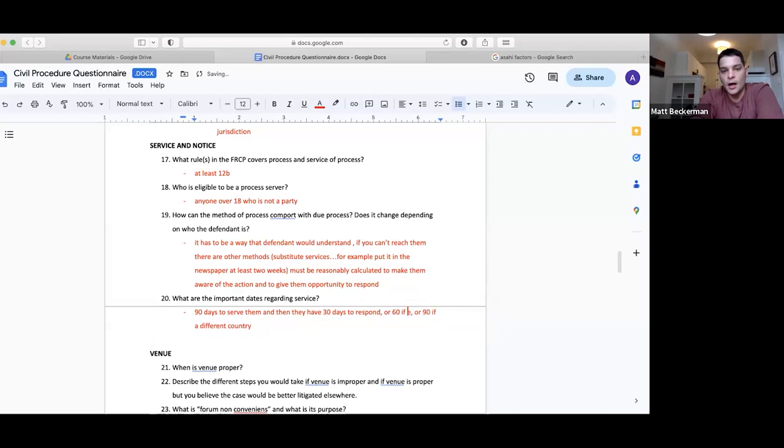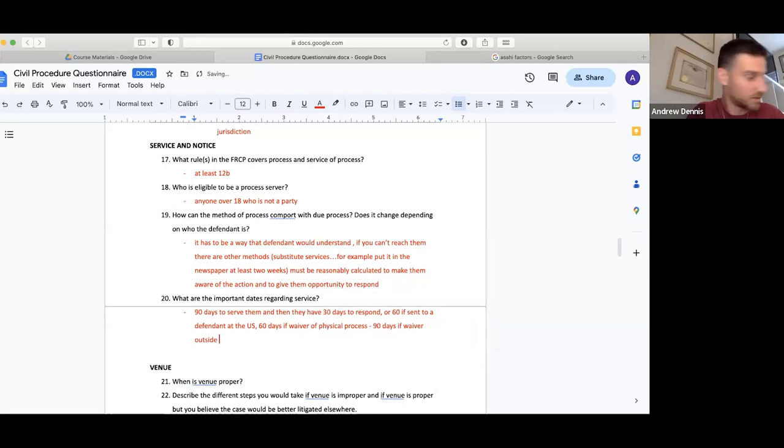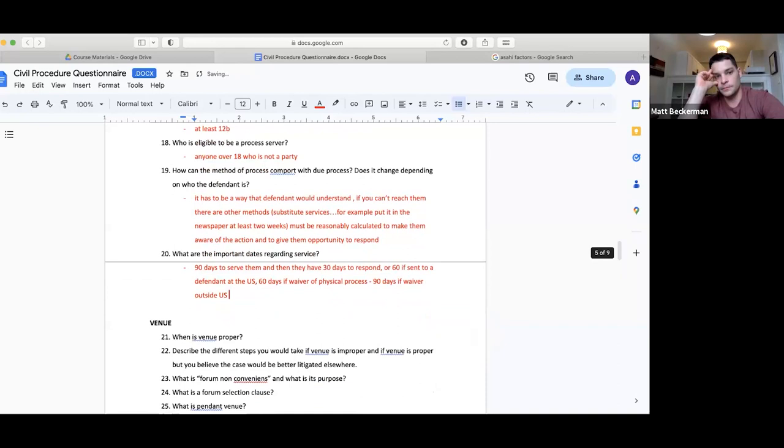A defendant who, before being served with process, timely returns a waiver need not serve an answer to the complaint until 60 days after the request was sent if they waive physical process, or 90 days if they're outside the U.S. 60 days if waiver of physical process, 90 days if waiver outside the U.S. All of this is in Rule 4, which I think is definitely worth going through, at least parts of it.